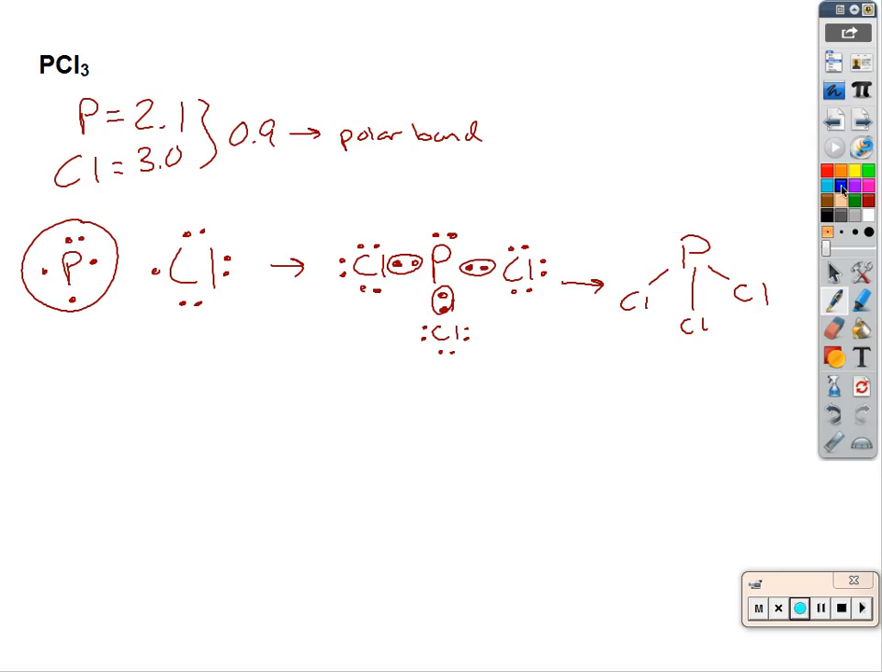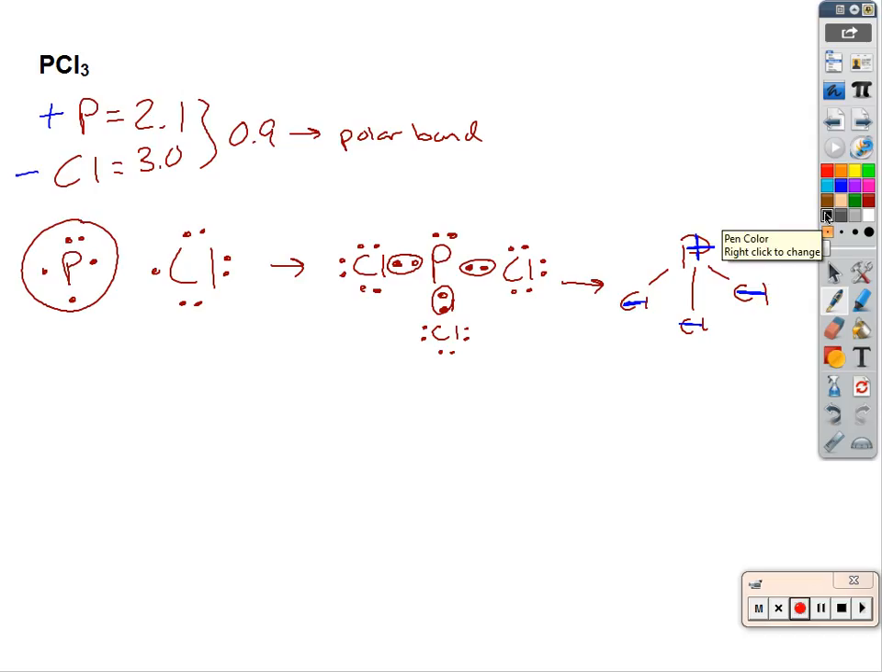Now we have to talk charge. We have to go back to this. The one with the lower electronegativity is going to be positive. The one with the higher electronegativity is going to be negative. So everywhere we see a phosphorus, we put a positive charge. Everywhere we see a chlorine, we put a negative charge.